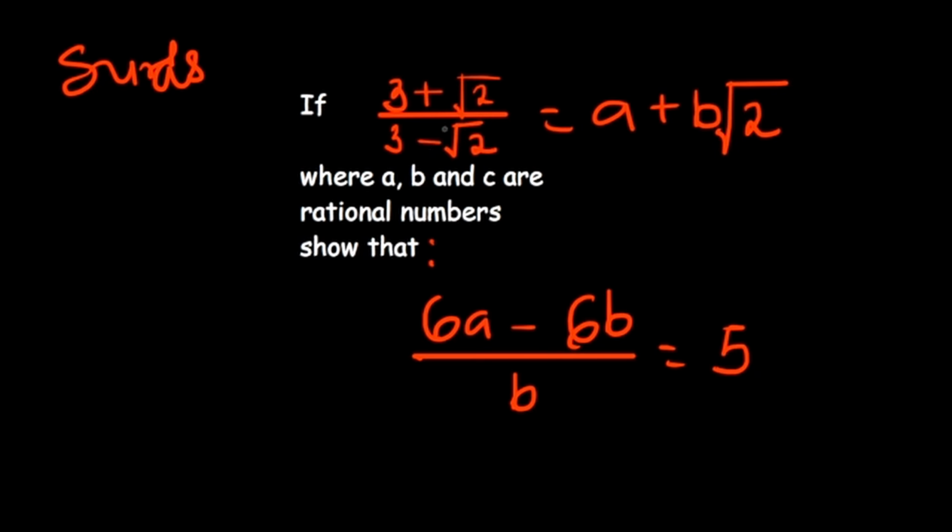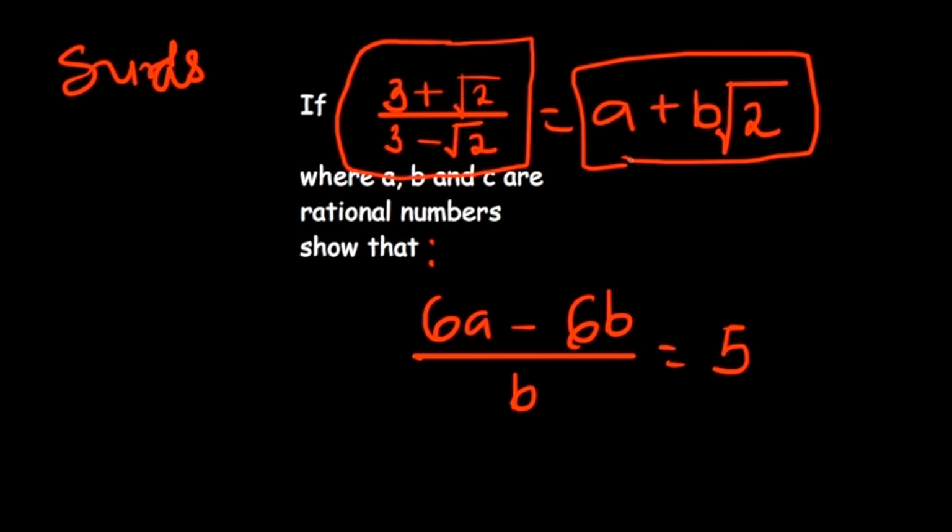The first thing that we need to do is rationalize the denominator of this very expression here. When we rationalize, we have to express it in its simplest form, which is a plus b root 2. Then we compare it to what we have on the right hand side. Whatever is attached to the root 2 becomes our b, and whatever is not attached to the root 2 becomes our a. So we must express this in its simplest form before we can extract our a and b.